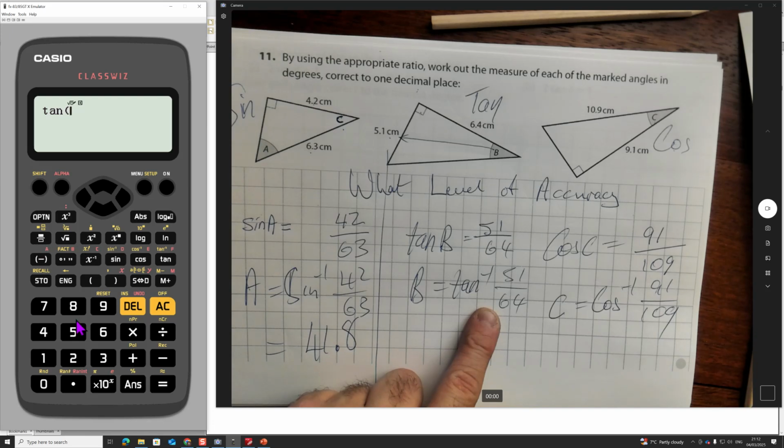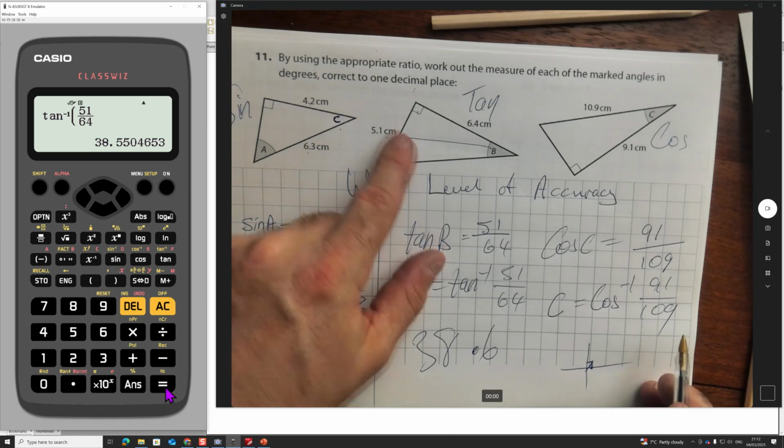Shift, inverse tan, 51 fraction bar 64, equals. Now, I forgot to do inverse tan, and luckily we got a bit of a surprise. Because I'm getting the tan of a tiny value, I'm getting a small value out, but that alerted me to my mistake. Can I get back here and inverse tan it without having to do up my fraction again? I can, by shift tan, yep.